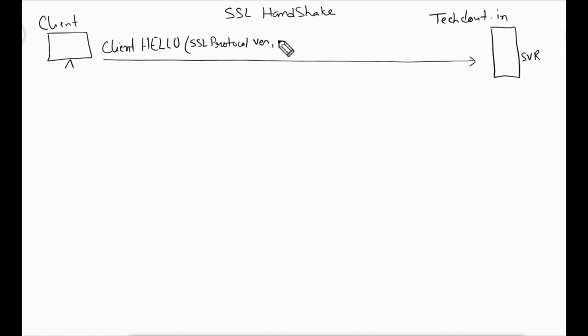Along with the protocol version, it will send a session ID. With the session ID, it will send a list of cipher suites and also client hello extension. So all this information will be sent by the client to the server inside the client hello.